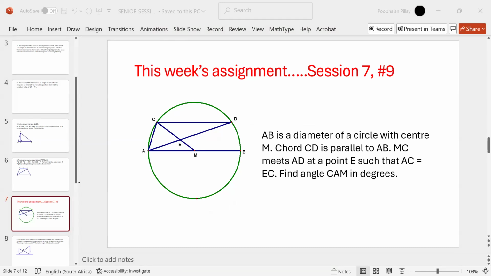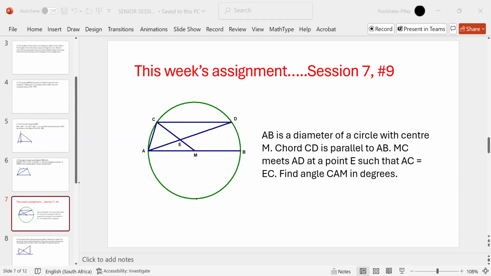The wonderful thing about this is that not a single angle is given. But yet you can calculate the angle CAM. It's a very interesting problem. You say, how can you calculate this angle when not a single angle is given? But you've got a circle, and some important facts here. This M is the center. So AB is the diameter.